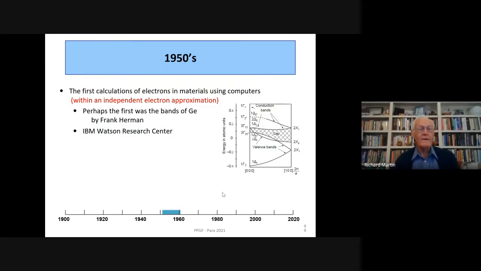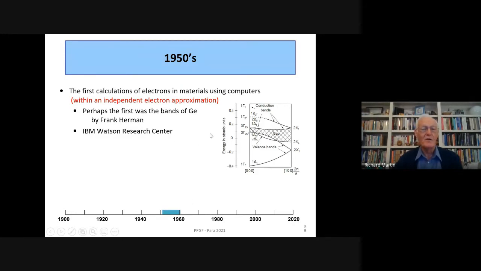So the 1950s was the first use of electronic computers. Here's an example by Frank Herman in the early 1950s, who was at IBM and used the computers at IBM. In fact, as it turns out, the actual calculations were not correct. They got the wrong positions for the conduction bands in germanium. And that's because it was an independent electron approximation and the approximation for the potential was just not good enough.